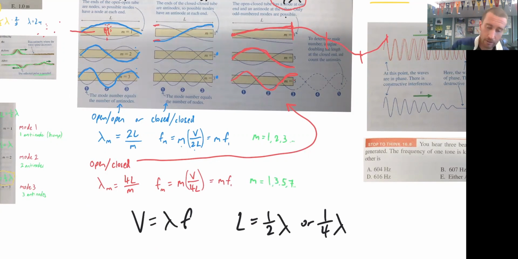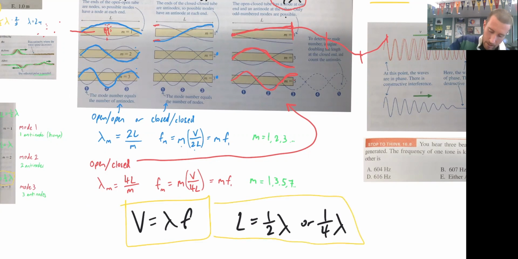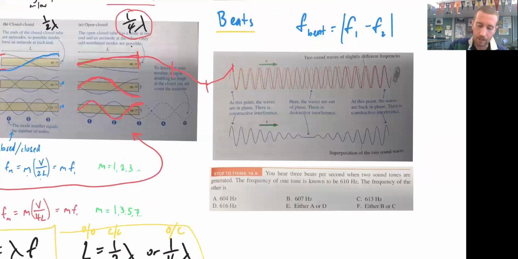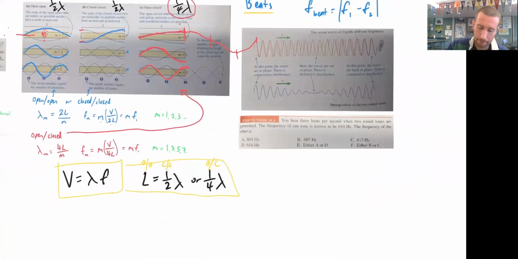So I don't memorize those equations. I just remember the main core equations here, which are that one, and then this one, that this is open-open or closed-closed, and this is open-closed or closed-open. All right.